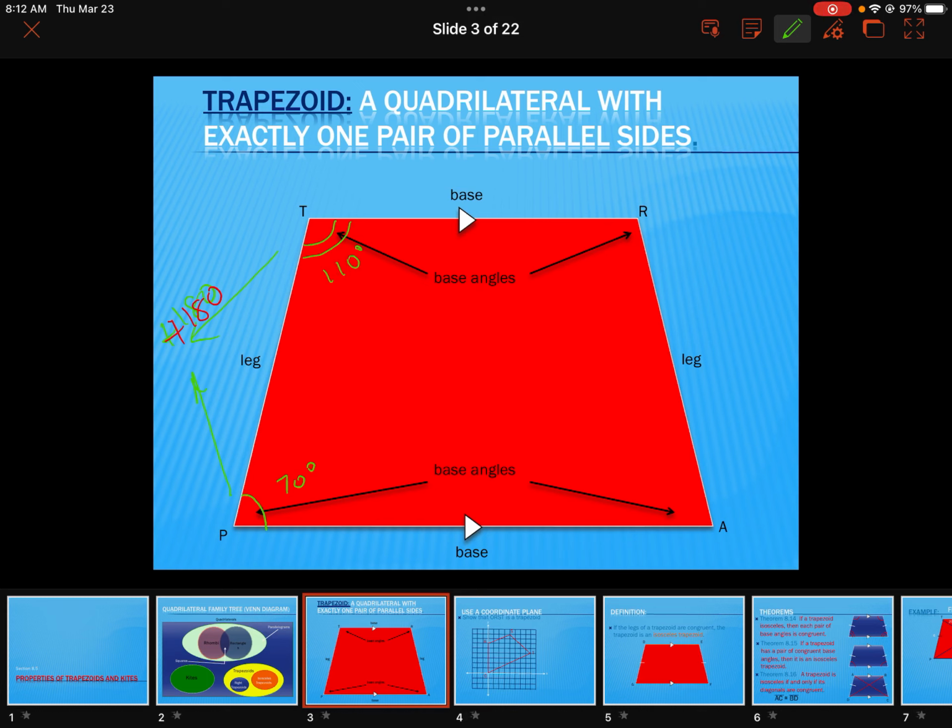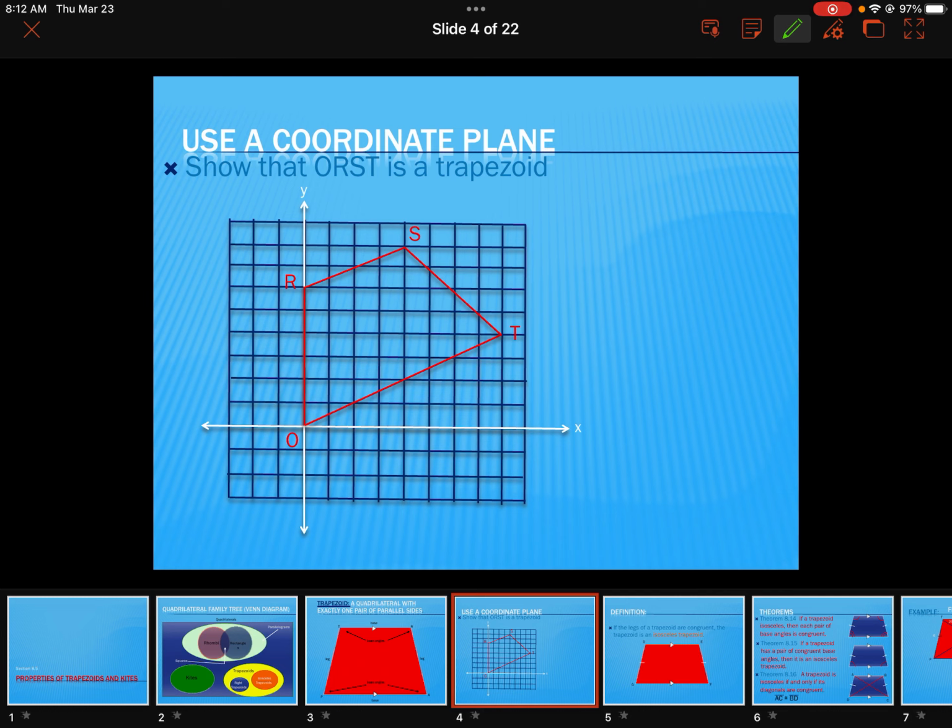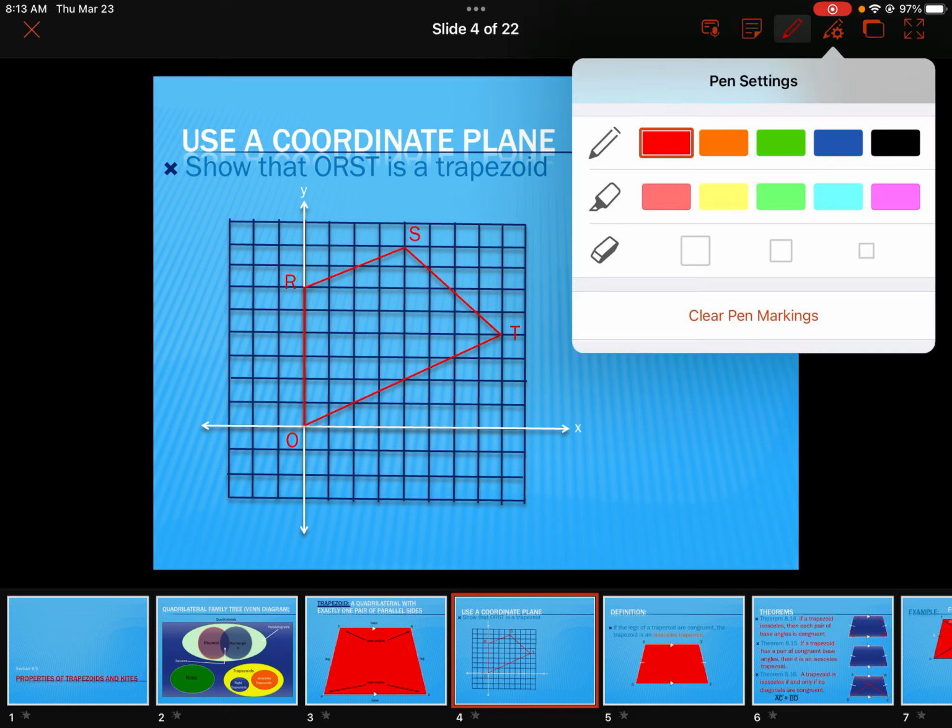Here's a figure in a coordinate plane. This is quadrilateral ORST. We need to show that this is a trapezoid. So we need to show one pair of parallel sides. And we're going to do that with slope. We're going to look at segment RS, and we're going to compare it with segment OT. Are they parallel?